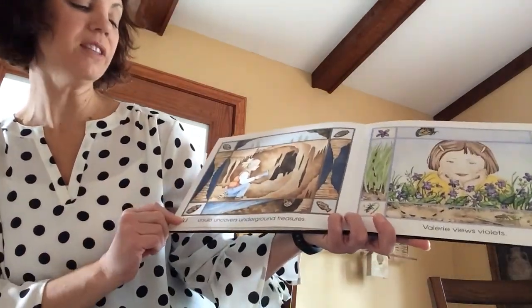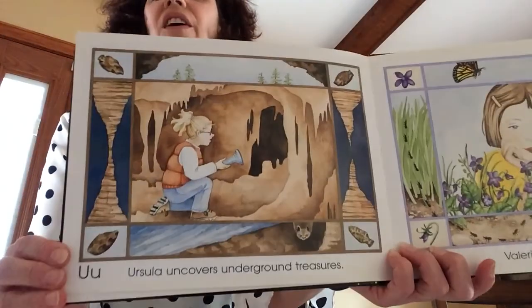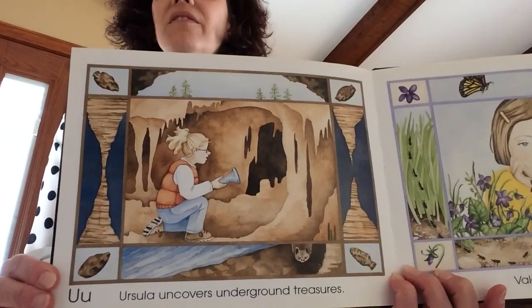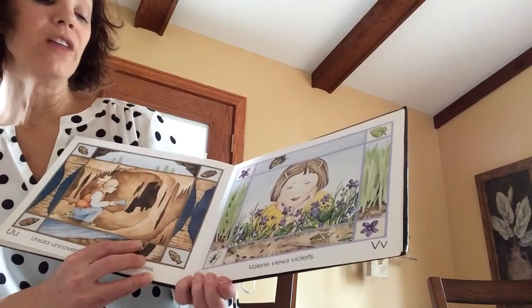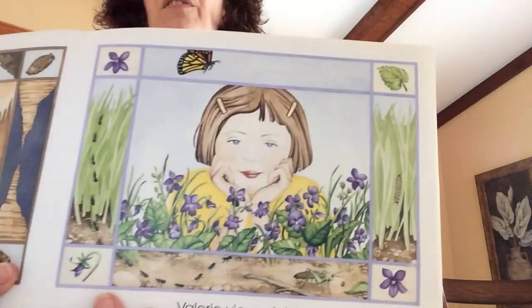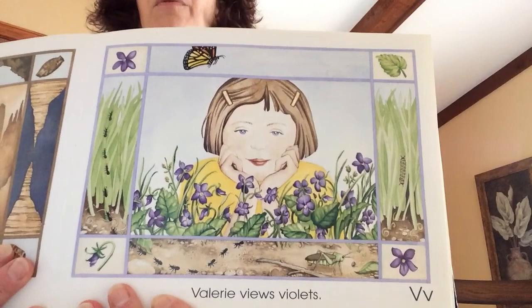Here's a good one though. Ursula uncovers underground treasures. Did you know that we have several caves in Wisconsin? Ones that you can even go visit. Really neat places. Valerie views violets, and we're going to learn about that because that's our state flower, the wood violet. That's a great page.